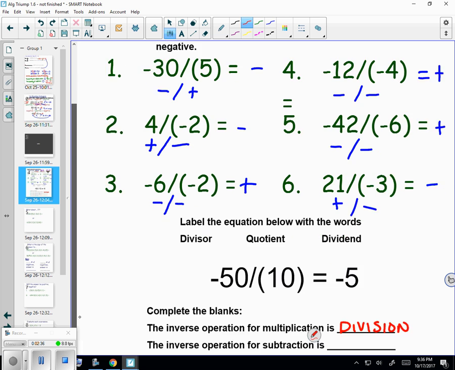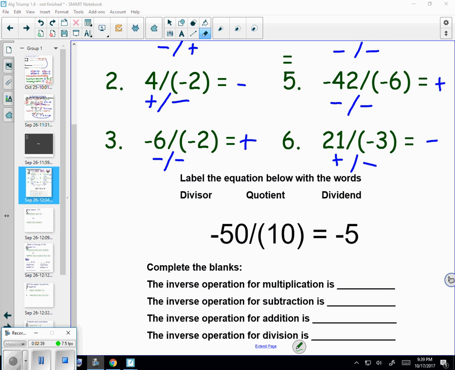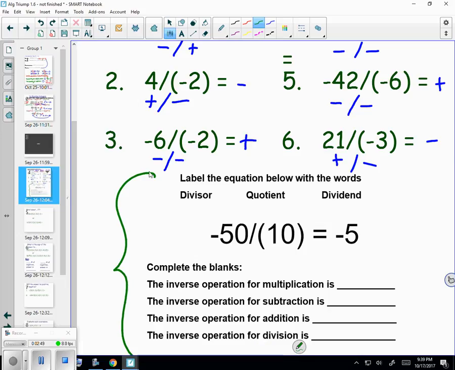Let's look at some of your vocab terms. Pause your video and in your notes, write this problem down. All of this. Your job is to label the equation. Remember, equation means equal sign. Using the terms divisor, quotient, and dividend. Then complete the statements below. The inverse operation for multiplication is, the inverse operation for subtraction is, the inverse operation for addition is, and the inverse operation for division is.